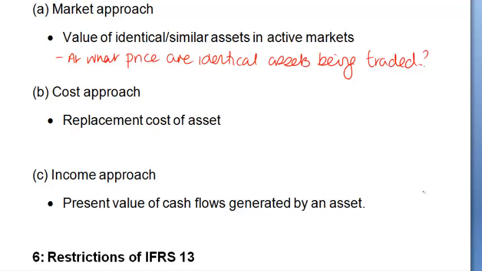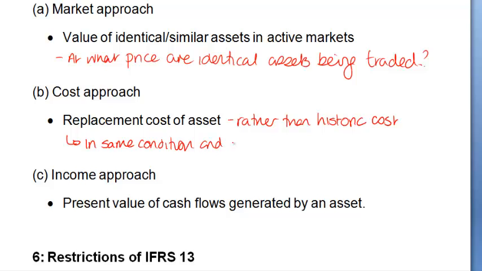We can have a cost approach. Now, the cost approach, we should use replacement cost rather than historic cost. And when we talk about the replacement cost of an asset, it should be in the same condition and age. So if I own a 3-year-old Mercedes and I'm looking at the replacement cost, I'd say, well, how much would a 3-year-old Mercedes cost me? Not how much would a brand new Mercedes cost me.